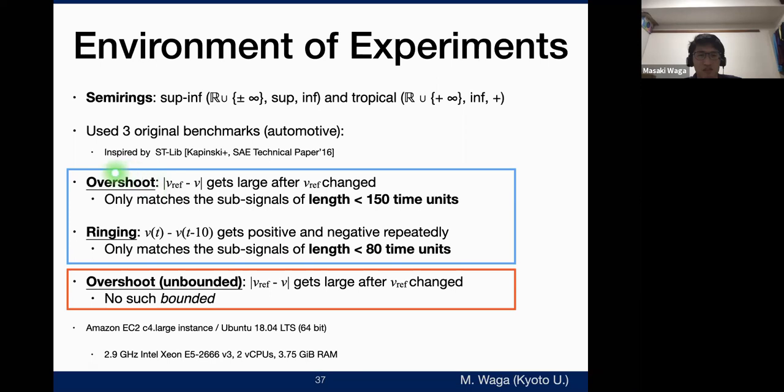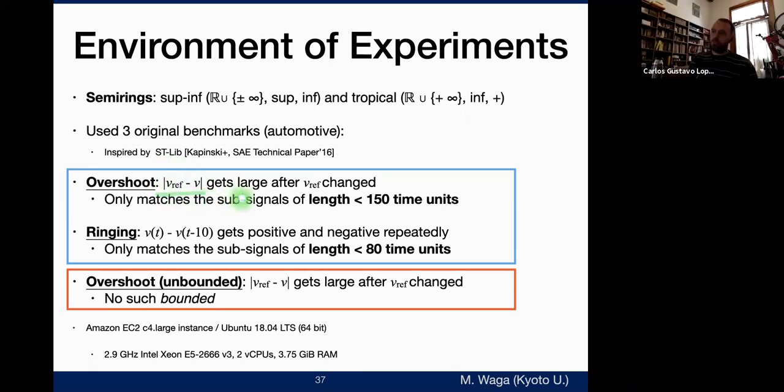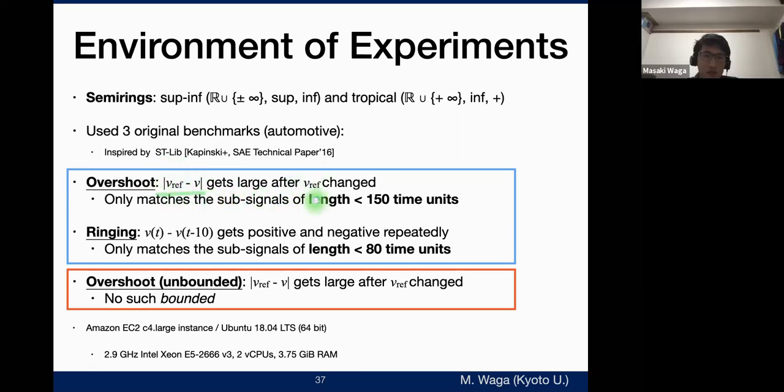Probably it is natural, but for example, in our case, we say that the pattern talks about the difference of the reference values and the V gets large after the change of the B left. I don't exactly remember what timing constraints I wrote in this overshoot specification, but we want to capture the difference between these.